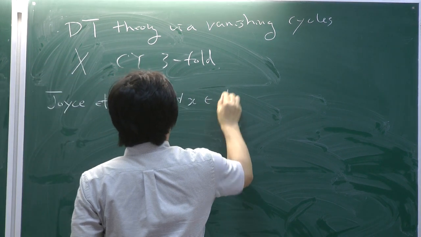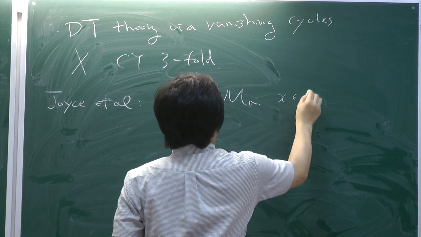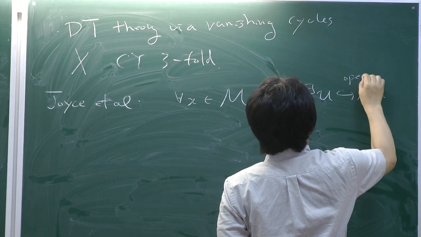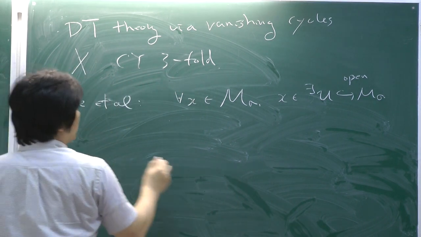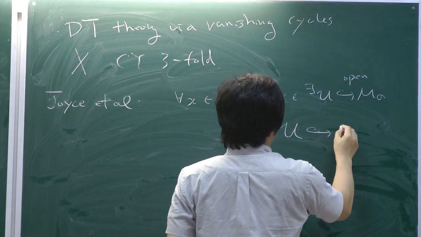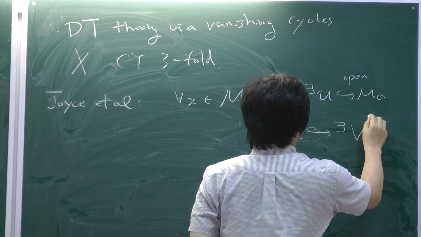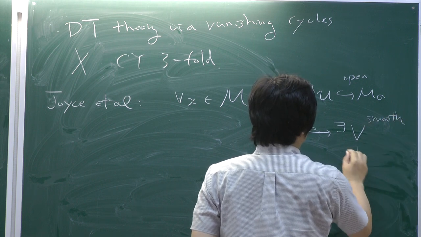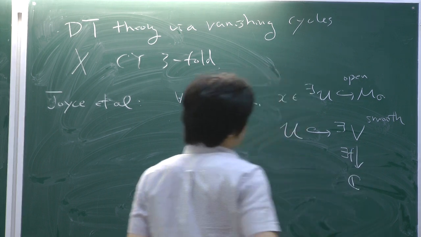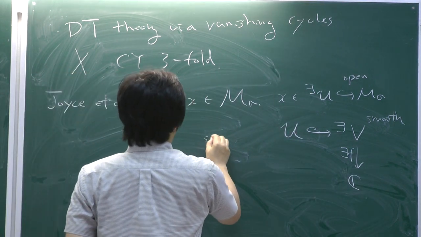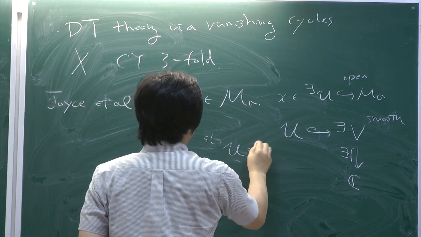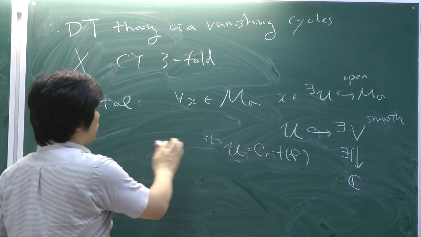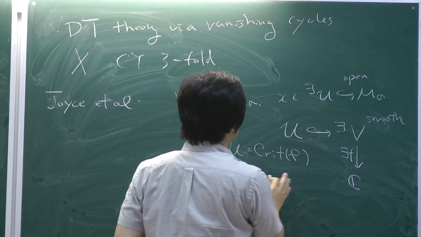That is, for each point in the moduli space, there is a certain open subset, and this open subset is embedded into some smooth scheme. There is also some function F on this smooth scheme such that this open locus is written as the critical locus of this function F. So locally we have this picture describing the moduli space of stable sheaves as a critical locus.